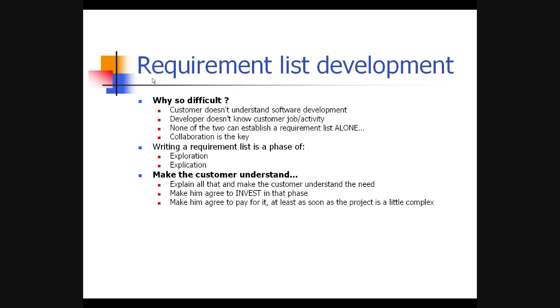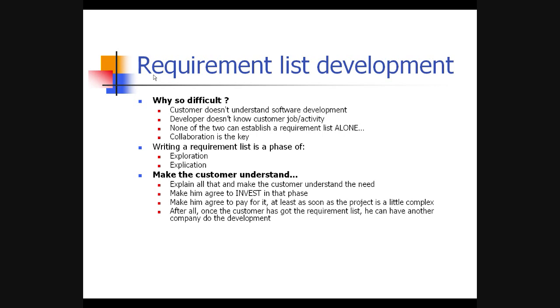If you are able to, you have to make him agree to pay for it at least as soon as the project is a little complex. Writing a requirement list is something that can take weeks, months literally, depending on the complexity of the project. And clearly you are not here to work for free for weeks or months. So you have to make him understand and make him pay for it. After all, once the customer has got the requirement list, nothing prevents him from using that requirement list to have the development done by another company.